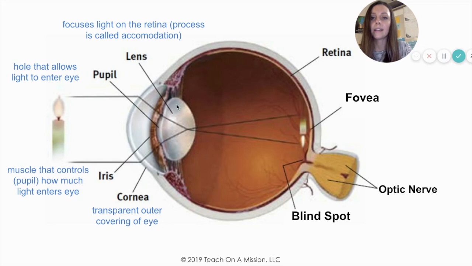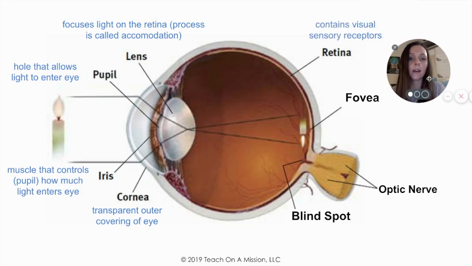Then behind that, we have our lens, and this focuses the light onto the retina. And so if you have an issue with your lenses, this is probably why you have to wear glasses or contacts. But as it focuses the light on the retina, the process of that is called accommodation.